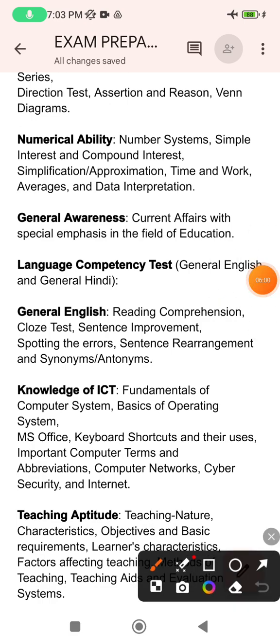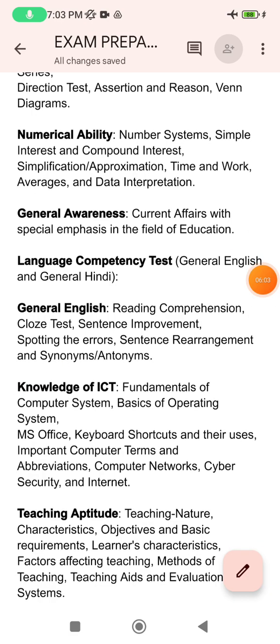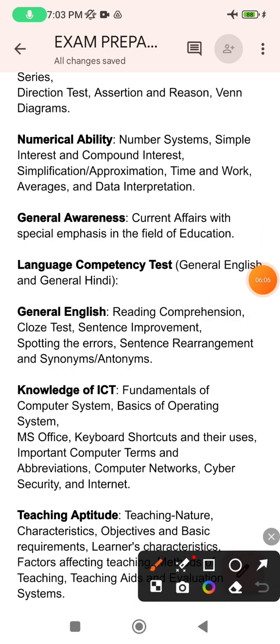Next one is ICT, information and communication technology, fundamentals of computer system. This is very important, especially the generations and types of computer, then basics of operating system, OS, then MS Word, MS Office. Keyboard shortcuts are very important; keyboard shortcuts means keys and their functions. Then important computer terms and abbreviations, computer network, cyber security and internet.